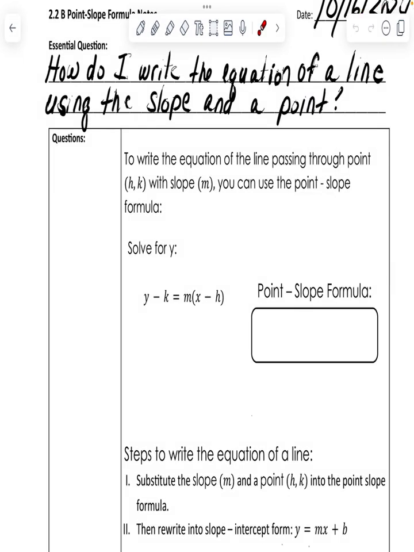All right, so in this video, I'm going to cover 2.2b, point slope formula.